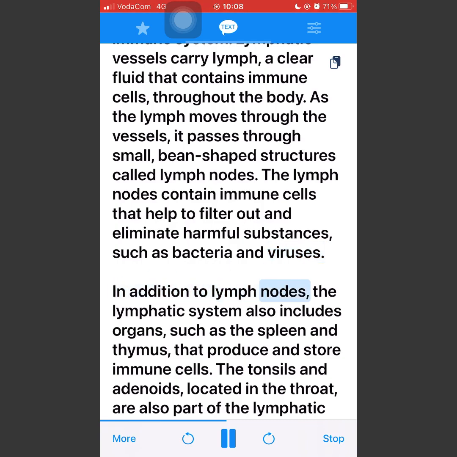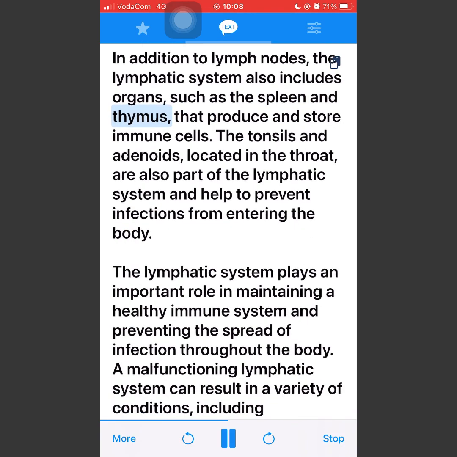In addition to lymph nodes, the lymphatic system also includes organs, such as the spleen and thymus, that produce and store immune cells. The tonsils and adenoids, located in the throat, are also part of the lymphatic system and help to prevent infections from entering the body.